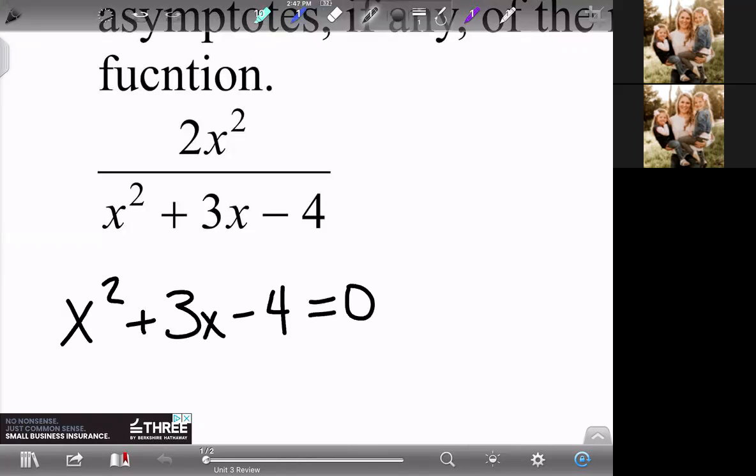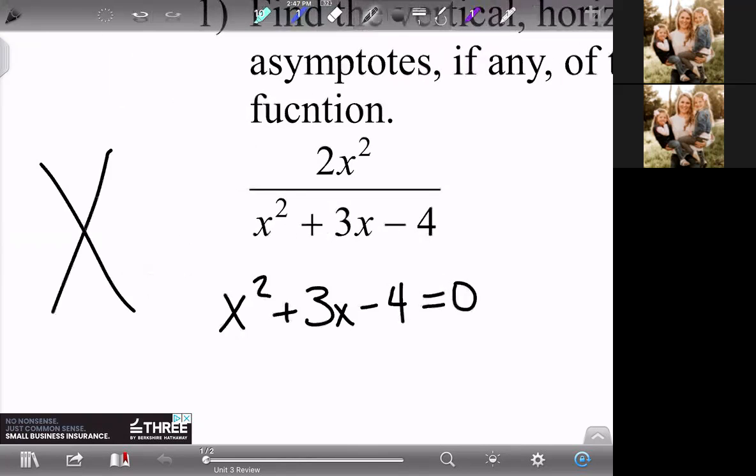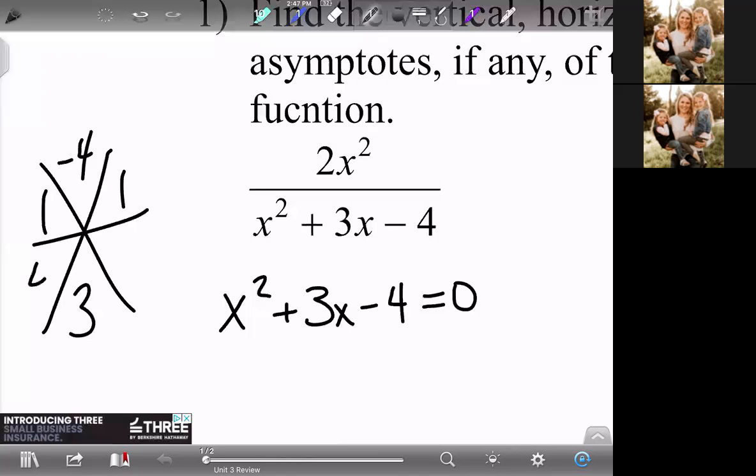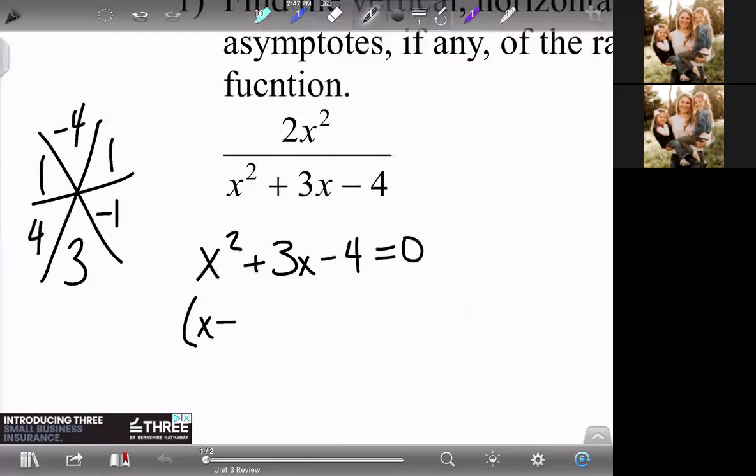Since this is a quadratic, I'm going to go ahead and factor it. So I'm going to use the asterisk method. Using the asterisk method, I'm looking for two numbers that multiply to give us -4, but add to give us +3. So that's going to be +4 and -1. So I'm going to have factors x plus 4 and x minus 1.